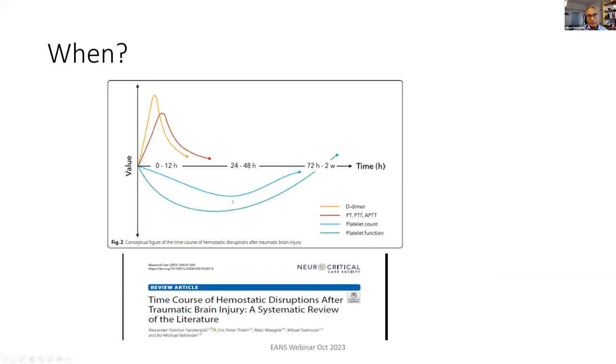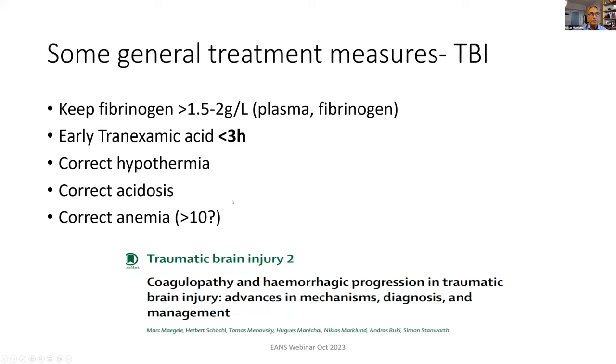You will hear more about how to manage this, but in general, we can keep the fibrinogen more than 1.5 or 2. We can debate what level is perfect. Early tranexamic acid will be addressed by Professor Belli. Correct hypothermia, correct acidosis, correct anemia. Again, debatable at what level the hemoglobin should be, when the patient should be transfused.